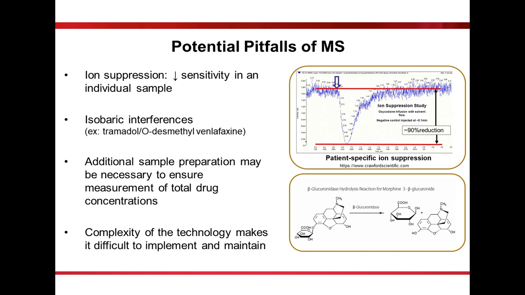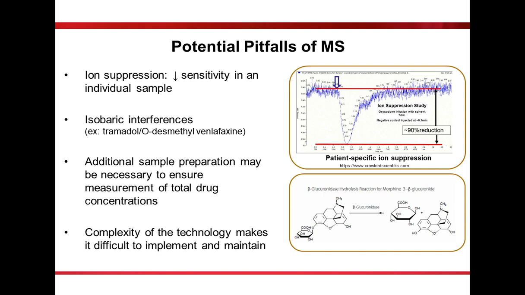So some of the potential pitfalls of mass spectrometry are patient-specific ion suppression. This is a decrease in sensitivity in an individual patient sample. So there's something in that specific patient sample that elutes off the column at the same time as a compound that's of interest to you, and it prevents it from being measured accurately.